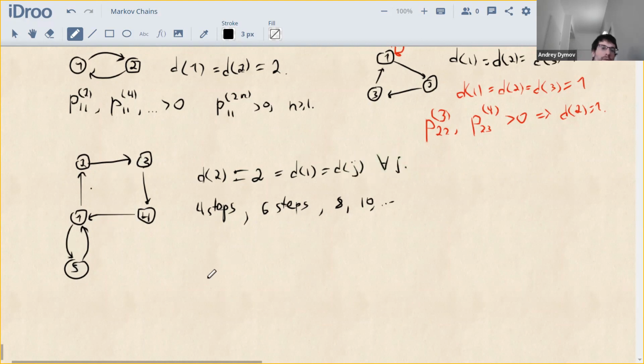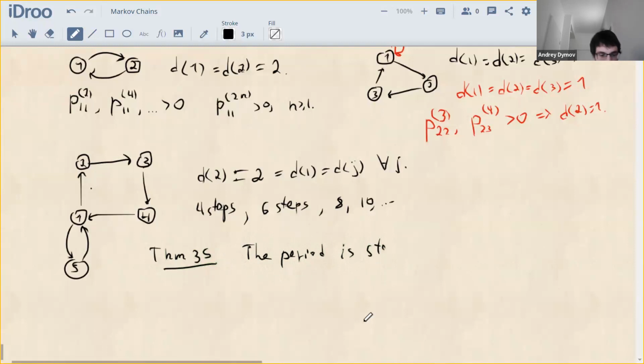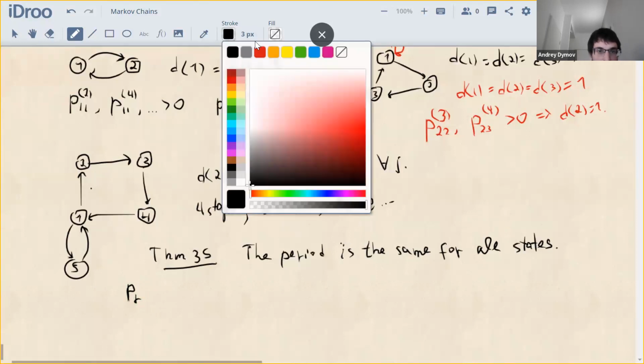So you see, for the moment, in all the examples, we observe that the period of the state does not depend on the state. And indeed, this is true in general. It's theorem 25. The period is the same for all states. And this period is then called the period of the chain.